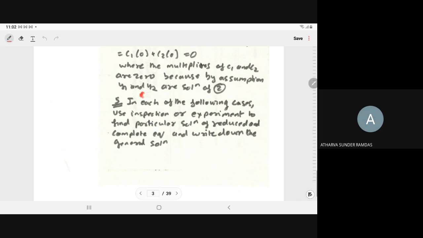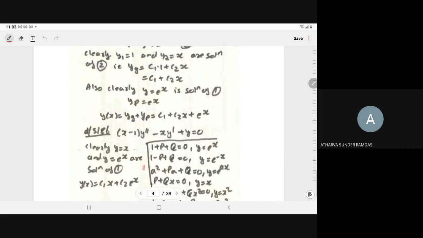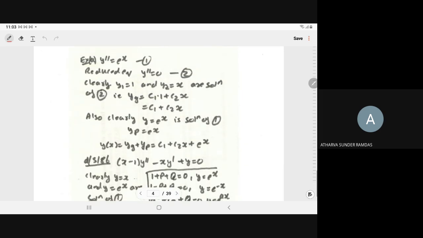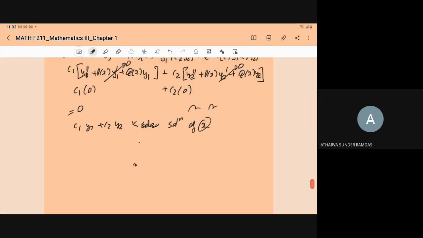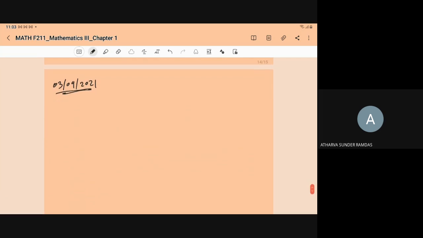Next, in each of the following cases, use inspection or experiment to find a particular solution of the reduced and complete equation and write down the general solution. So here we have to determine the particular and the general solution. Let us take y double dash is equal to e to power x. If the equation is y double dash is equal to e to power x, its reduced equation will be y double dash is equal to 0.